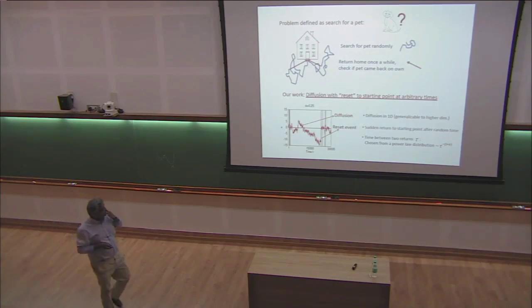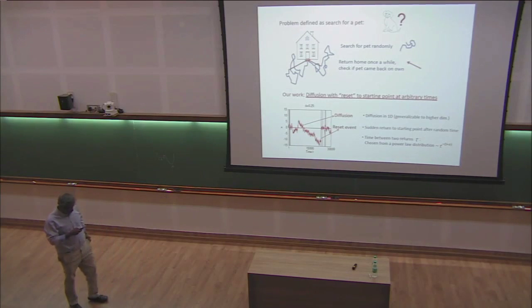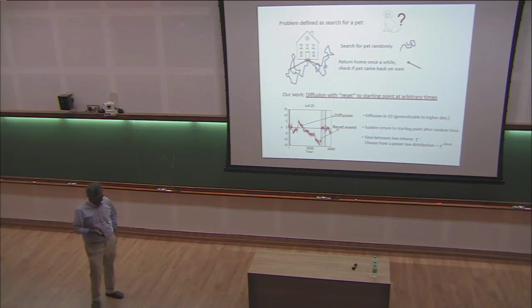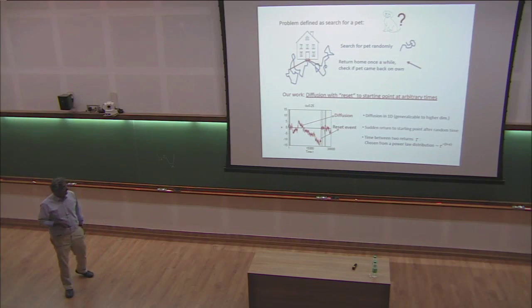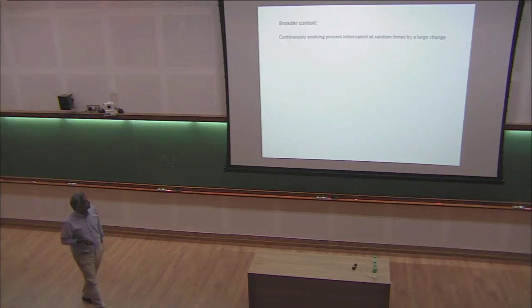So this is a typical trajectory. So you have diffusion. So this is diffusion in one dimension. So x versus t graph, and so you diffuse for some time, and then suddenly at a randomly chosen time interval, you just choose to go back to, let's say, the starting point. And the question is, what happens in this system?